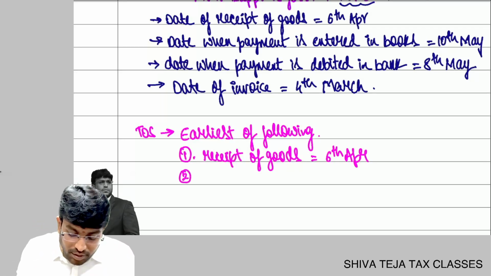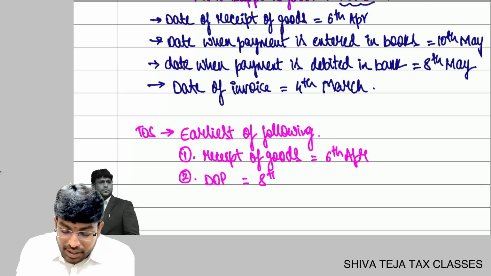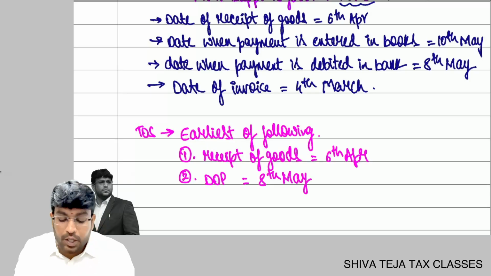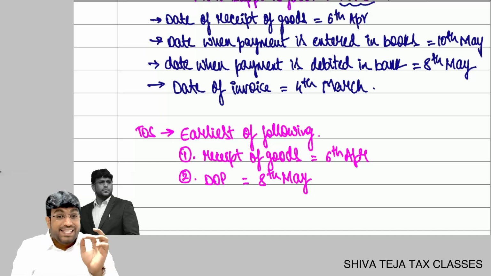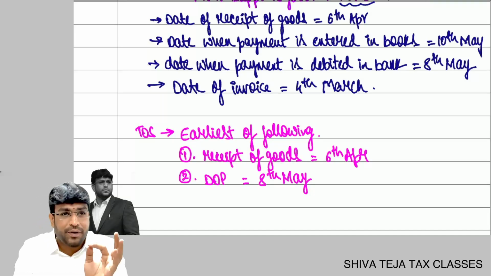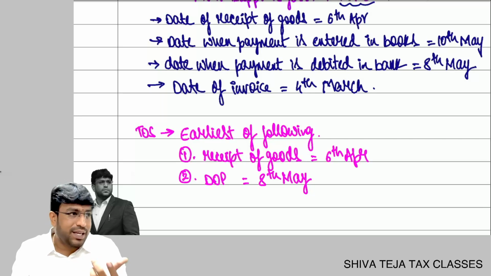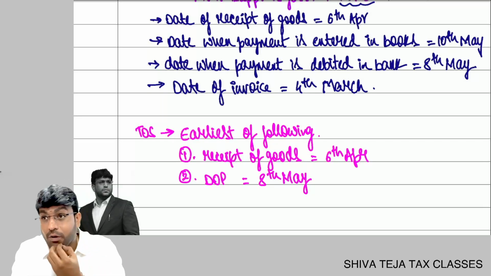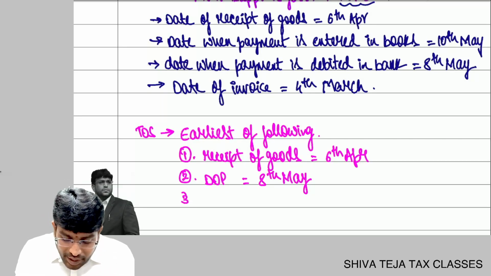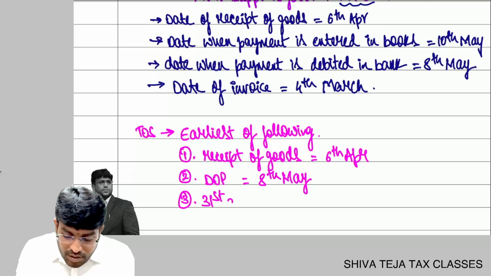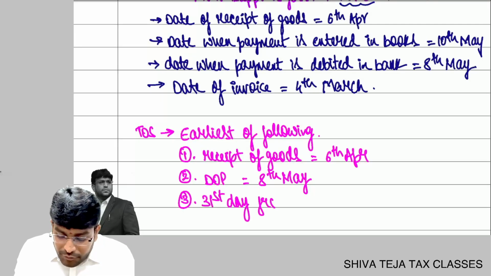Number 2 is what? Date of payment, which is nothing but 8th May. Because date of payment means the date when payment is entered in the books or the date when payment is debited in the bank, whichever is earlier. So the earlier answer is 8th May. And the last one is the 31st day from date of invoice.